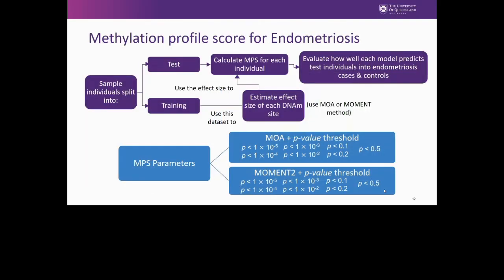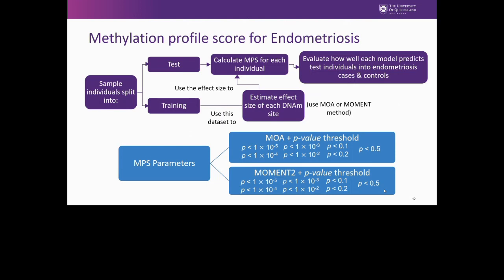So this slide shows the specific steps that I used to calculate the methylation profile score. In order to calculate the score, I divide my samples into two groups. One's a test group, one's a training group. The purpose of the training group is to estimate the effect size for each DNA methylation, or we call it the weight, for each DNA methylation. And this information will be used in calculating the methylation profile score on individuals from the test dataset.